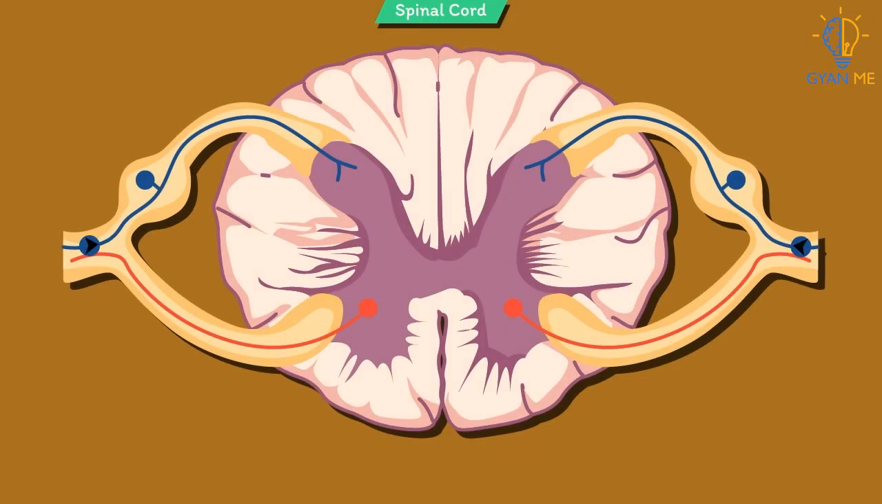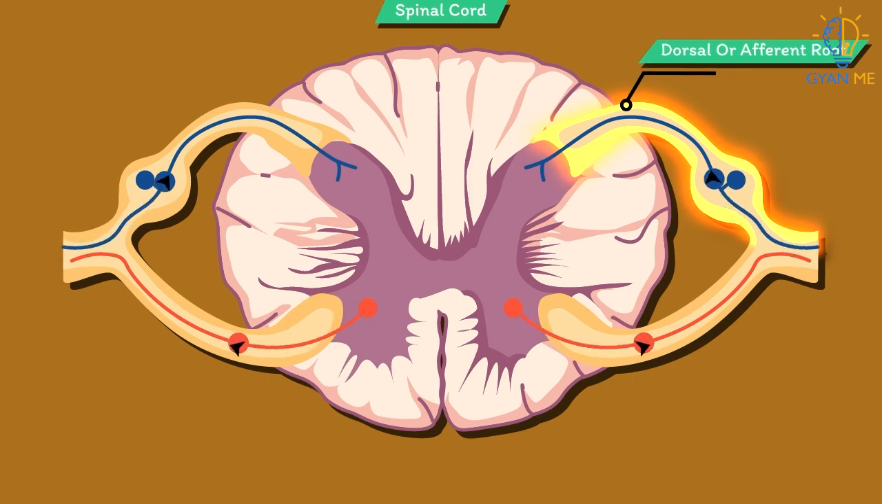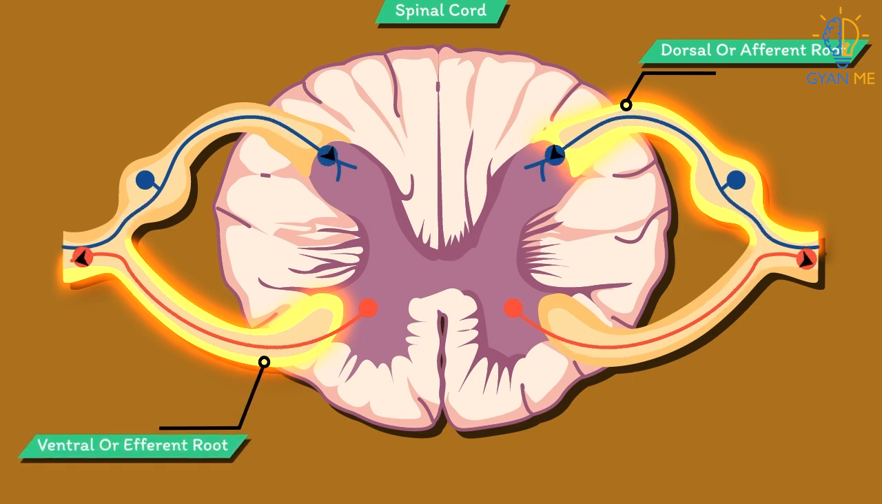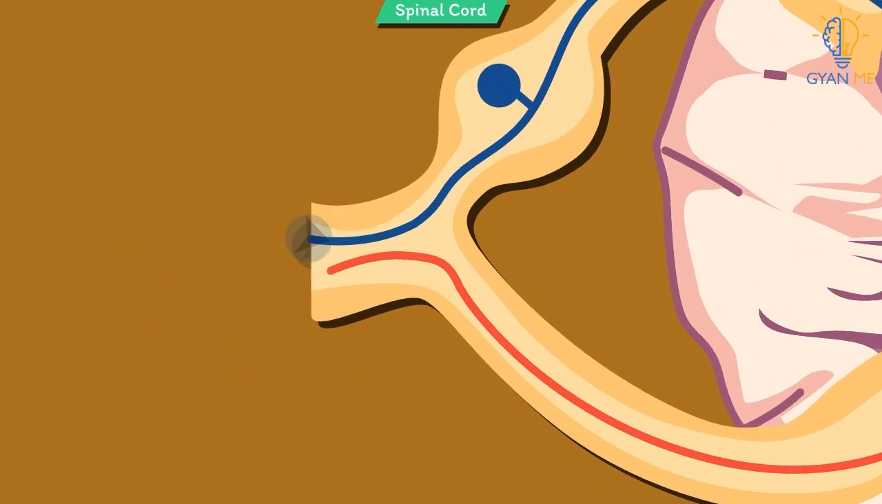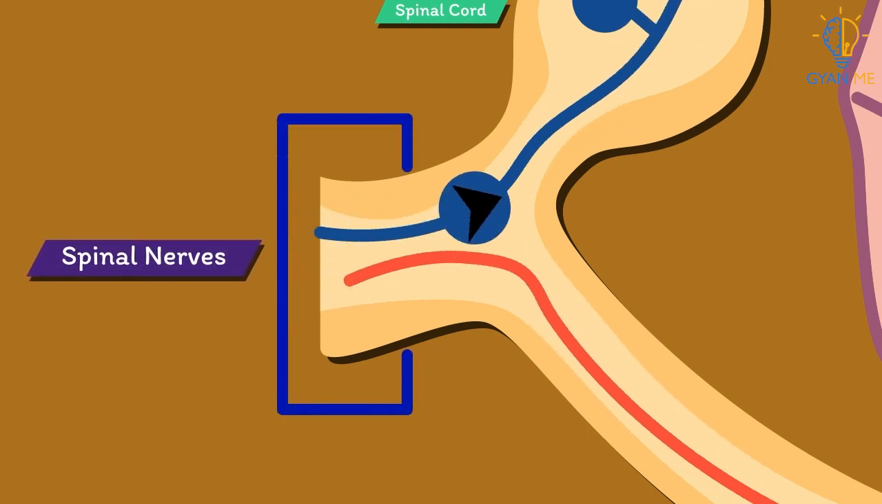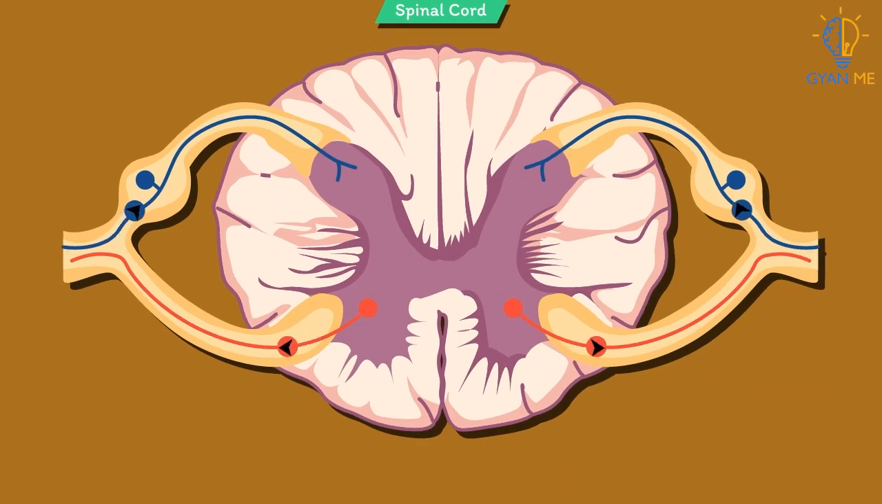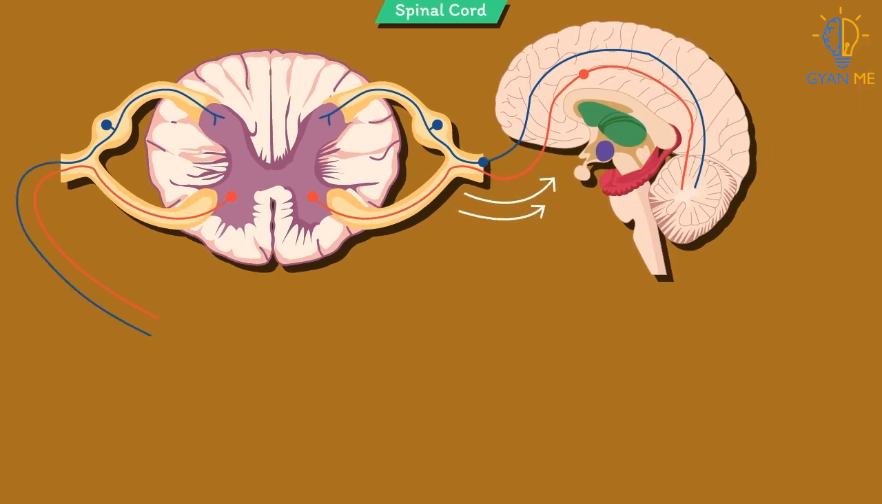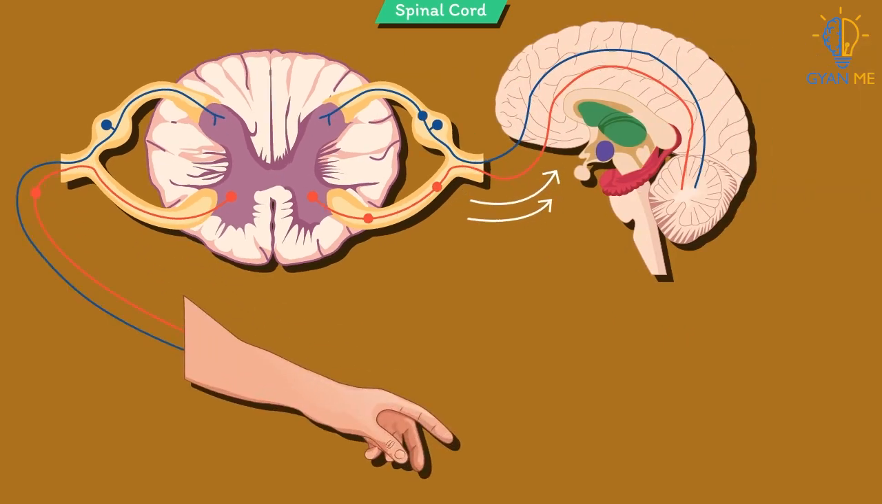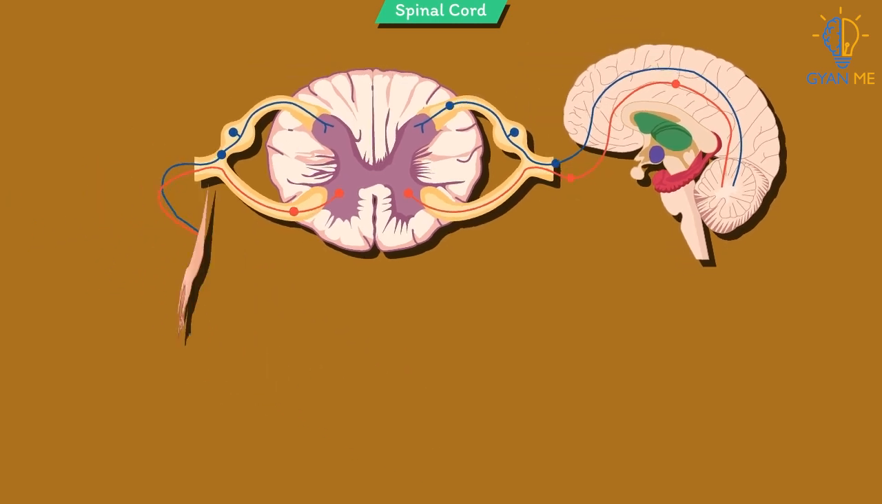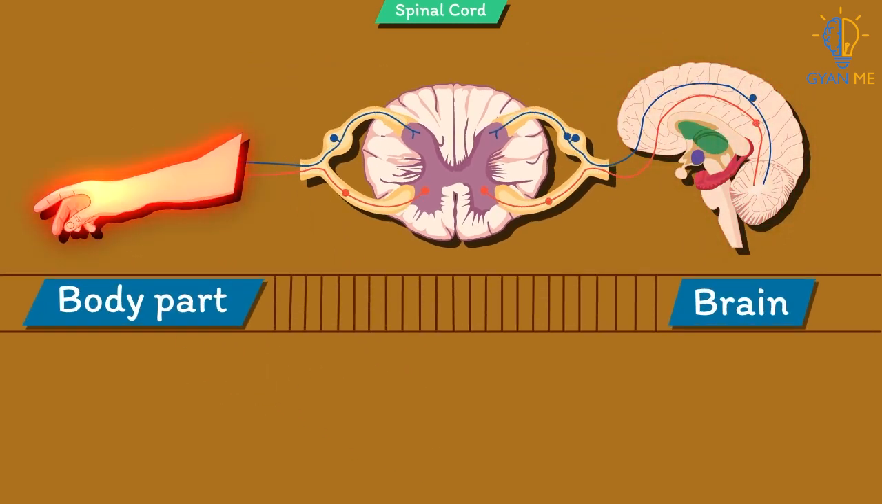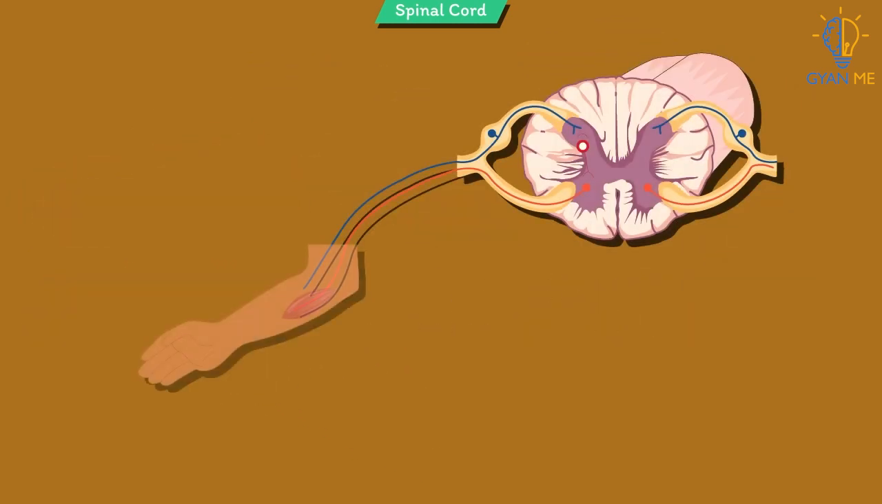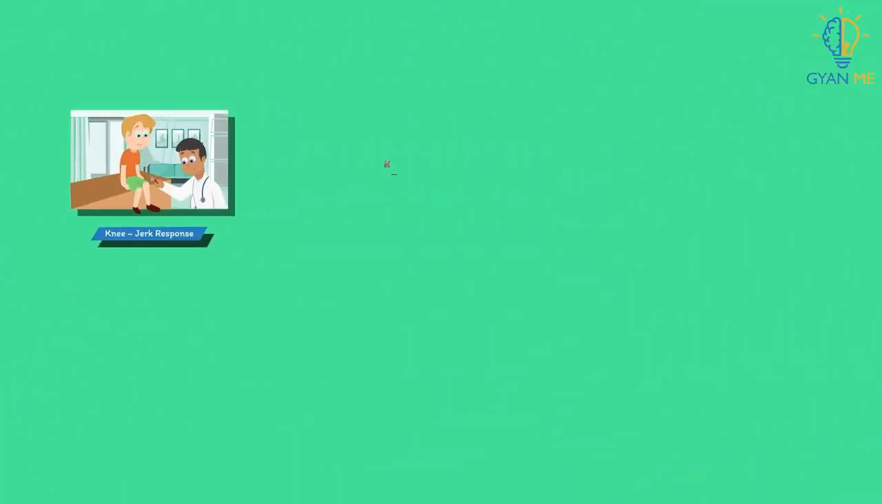A bundle of nerve fibers passes into the posterior horn, forming the dorsal or afferent root. Fibers emerge outward from the anterior horn, forming the ventral or efferent root. These two roots join to form spinal nerves. Spinal cord conducts sensory impulses to the brain and motor impulses to other organs from the brain. Thus, it is a bridge between brain and body parts. Spinal cord also controls reflex actions of the body.